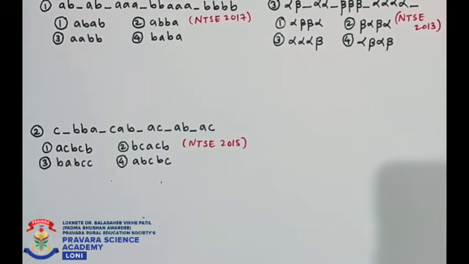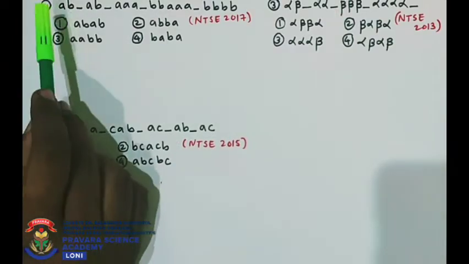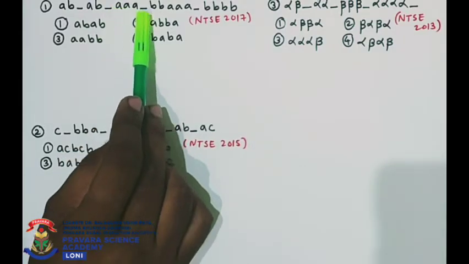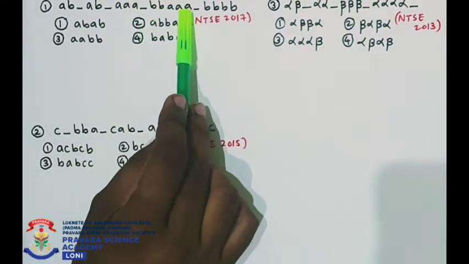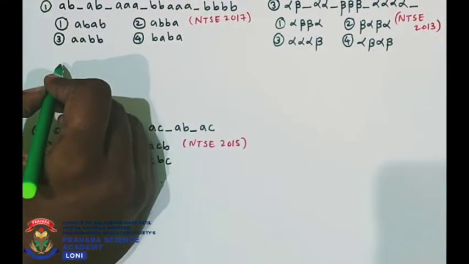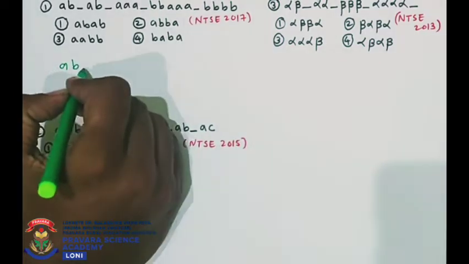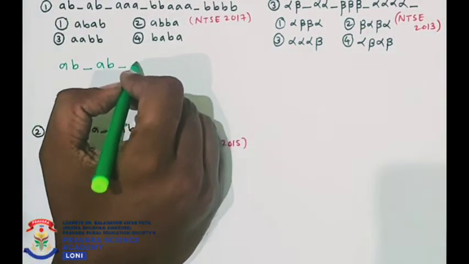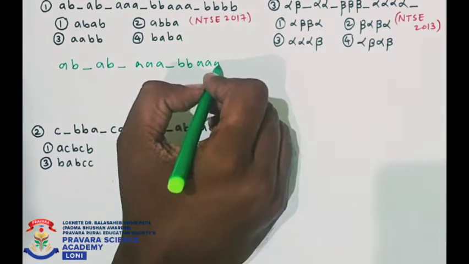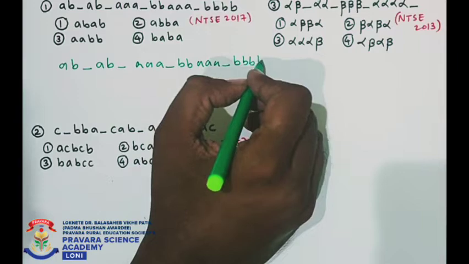Now we will solve these 3 problems which were asked in previous NTSC exams. We will start with the first problem. You can see AB blank space, AB blank space, AAA blank space, BB, then AAA blank space, BBBB. So I will write this sequence again: AB blank space, AB blank space, AAA blank space, BB, AAA blank space, and 4 times B.